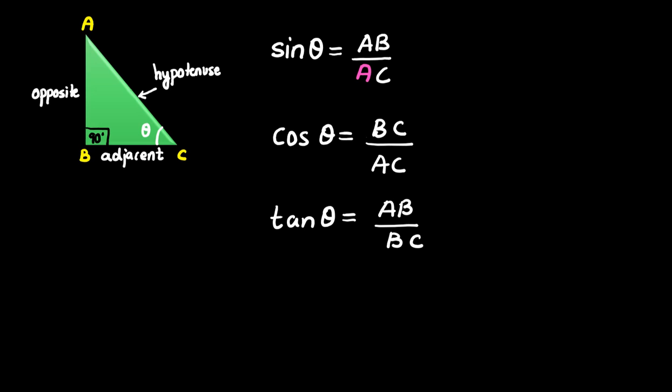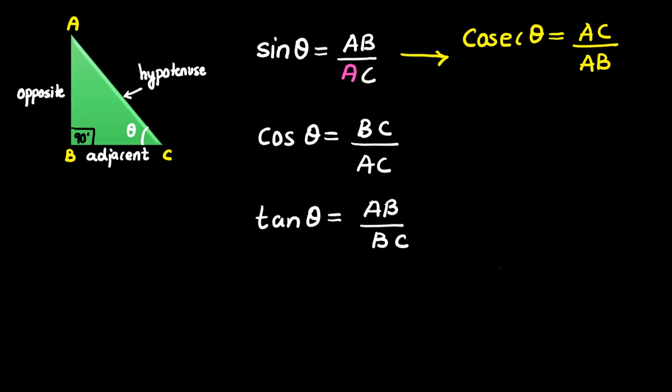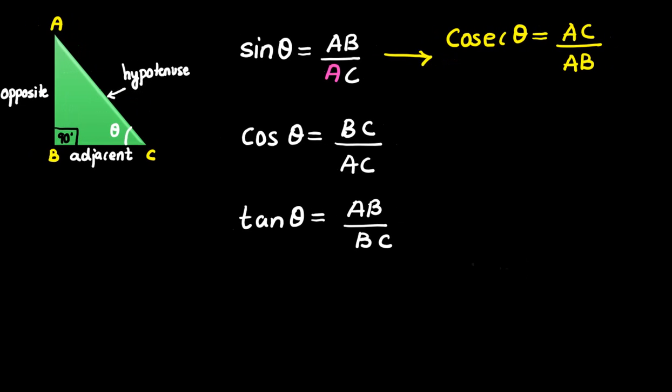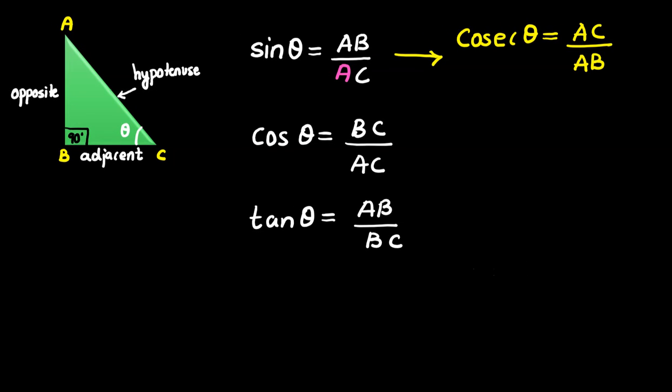Now the reciprocal of sine theta is cosec theta. What do we have to do? We just have to flip. That means what? AC upon AB. That means what? What is my AC? AC is hypotenuse. And what is my AB? Opposite.